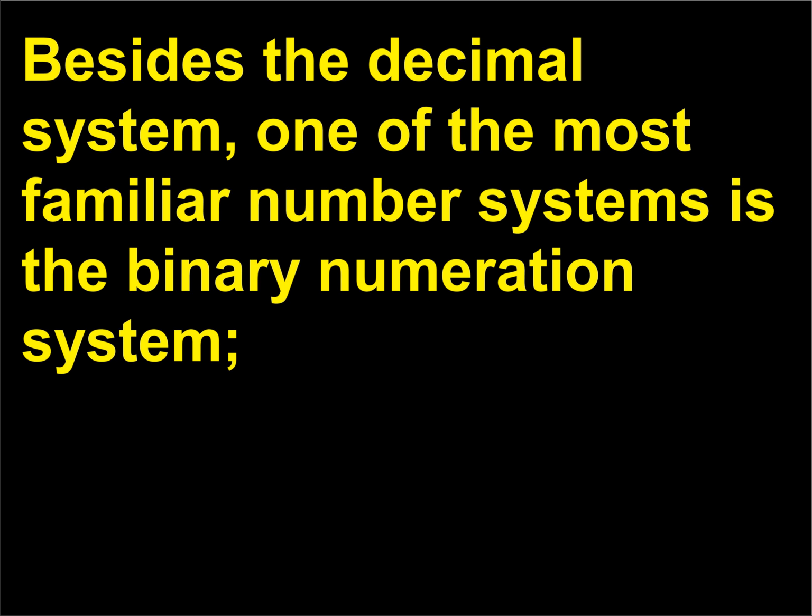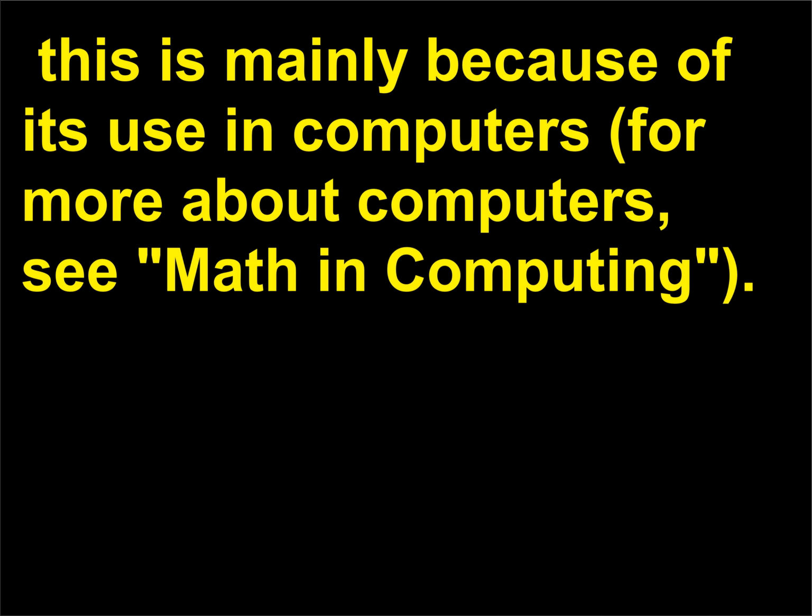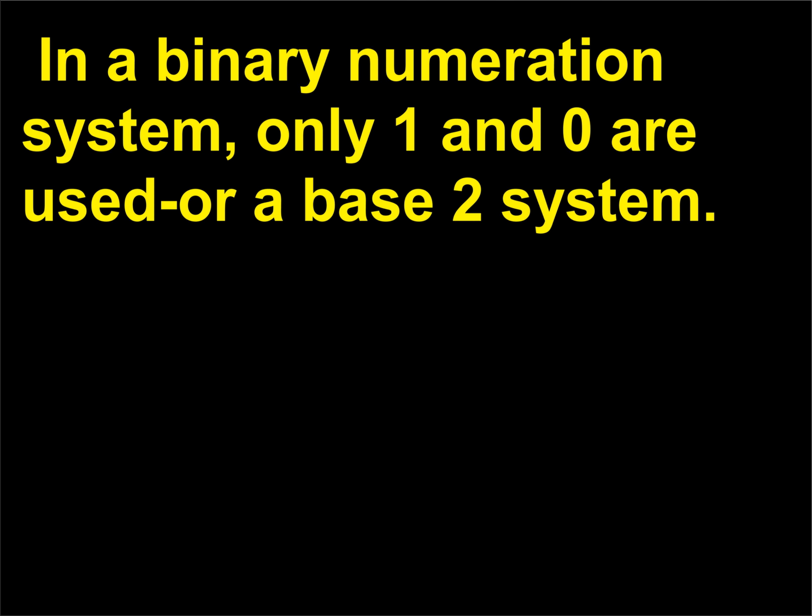Besides the decimal system, one of the most familiar number systems is the binary numeration system. This is mainly because of its use in computers. For more about computers, see Math in Computing. In a binary numeration system, only 1 and 0 are used, or a base 2 system.